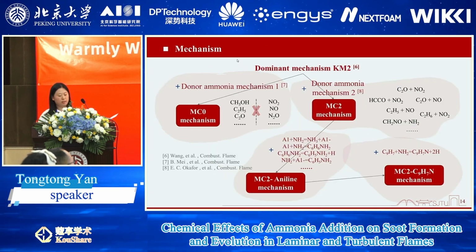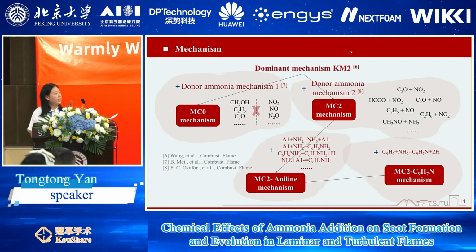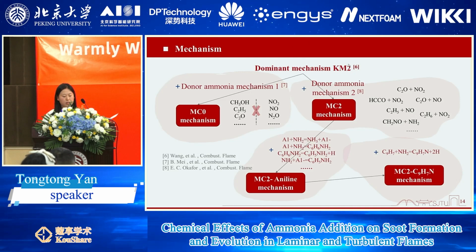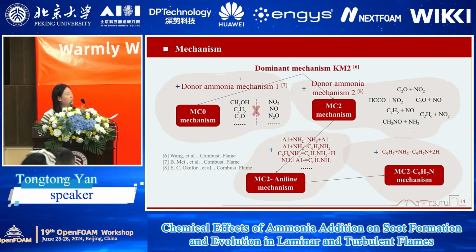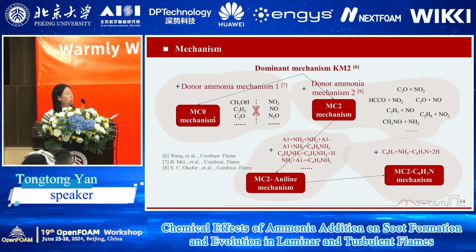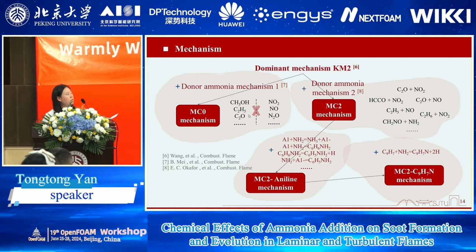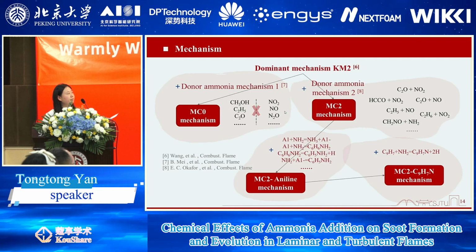And these are the 4 mechanisms we developed. First is the dominant mechanism KM2. This is a mechanism about hydrocarbon fuels. First, we combine it with the donor ammonia mechanism 1 to generate a new mechanism called the MC0 mechanism. We can see that in this mechanism, there are no interactions between hydrocarbon species and nitrogen-containing species.